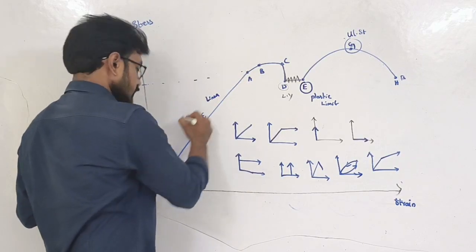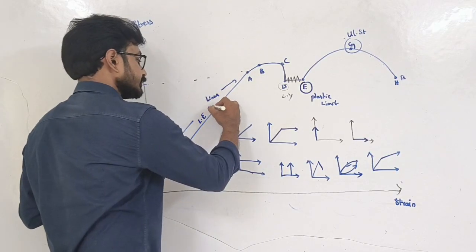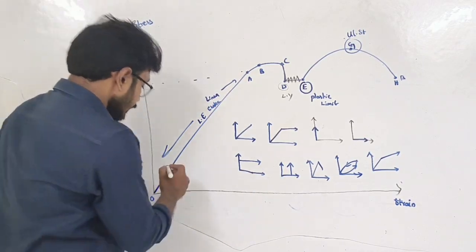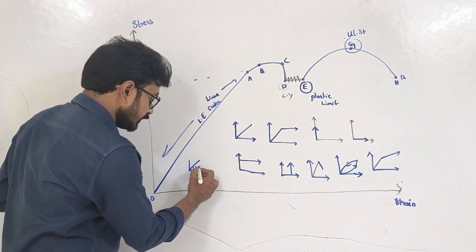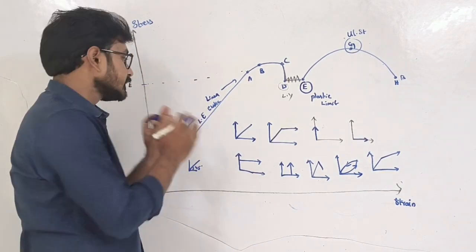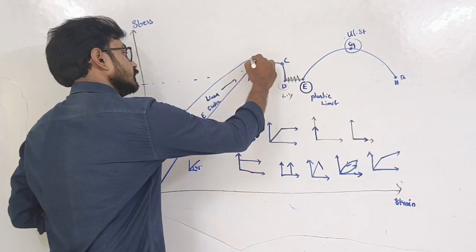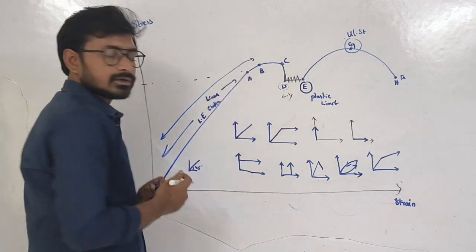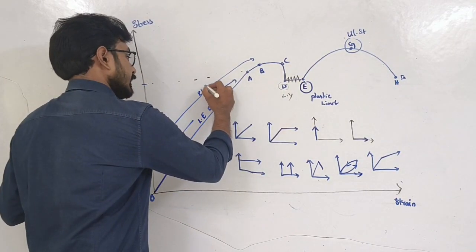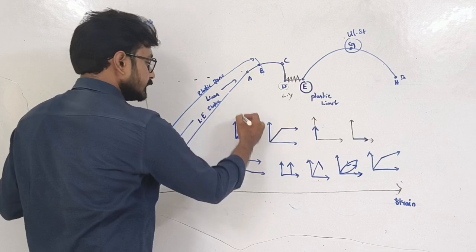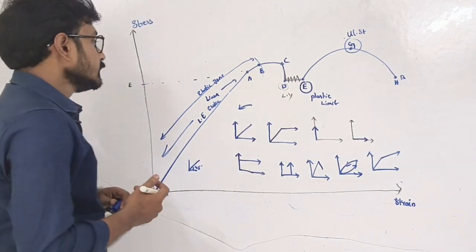Sorry, from 0 to A, all this portion is called the linear elastic zone. The reason we call it linear elastic is that here the line is very much straight and it is making 45 degrees with the horizontal. So that's why we are taking it as linear elastic. From 0 to B, that is origin to B, is called the elastic zone. From here, because there is a bit of curve, that's why it is called the elastic zone.